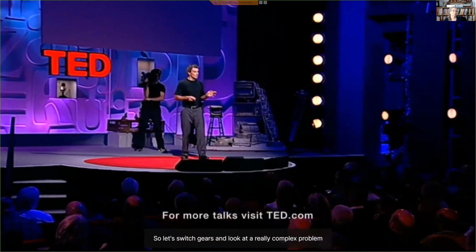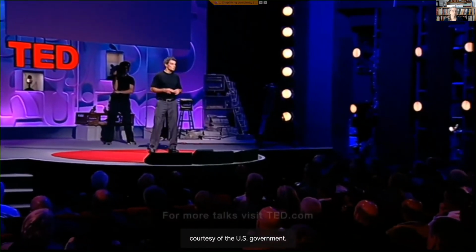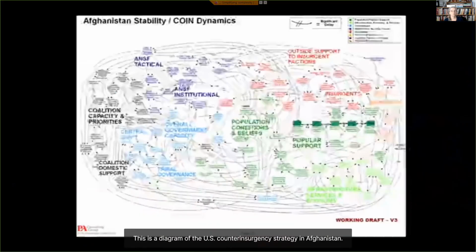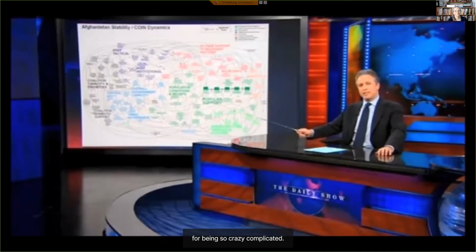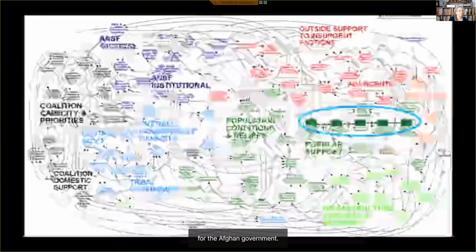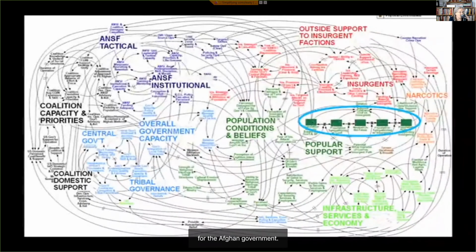So let's switch gears and look at a really complex problem, courtesy of the US government. This is a diagram of the US Counter-Insurgency strategy in Afghanistan. It was front page of the New York Times a couple months ago, instantly ridiculed by the media for being so crazy complicated. And the stated goal was to increase popular support for the Afghan government. Clearly a complex problem, but is it complicated?